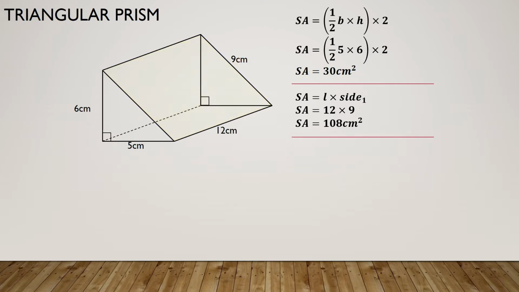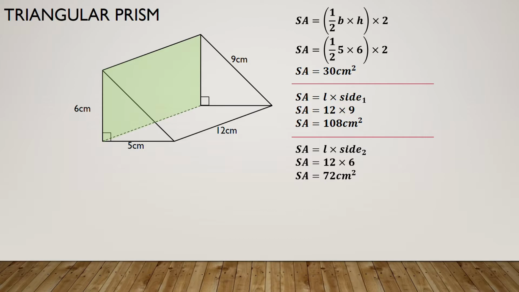Then if I try and work out another rectangle in the shape, I've got that back rectangle, which will be 6 times that long length, which I can see on the other side is equal to 12. So 12 times 6. Over here I'm going to say this is another side of the triangle, so side 2 times 12. That will give me 72 centimeters squared. Okay, so I've worked out the top one, the back one.